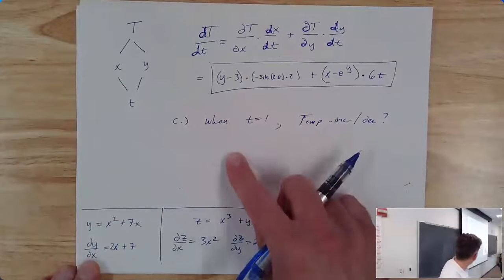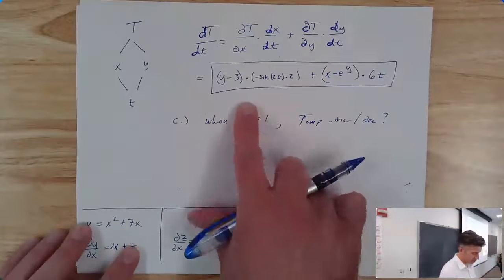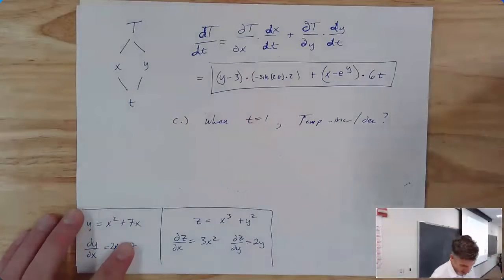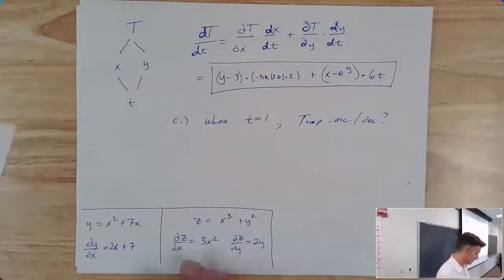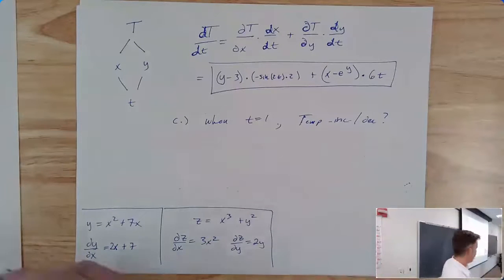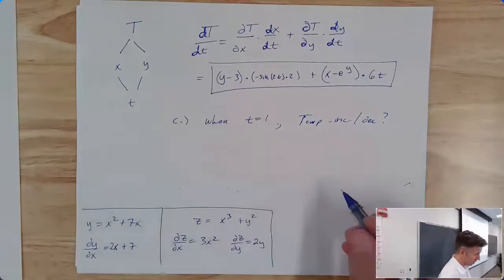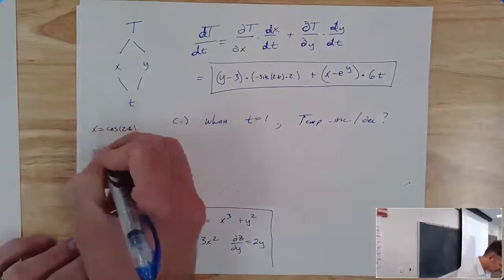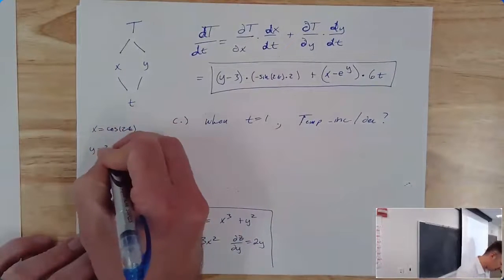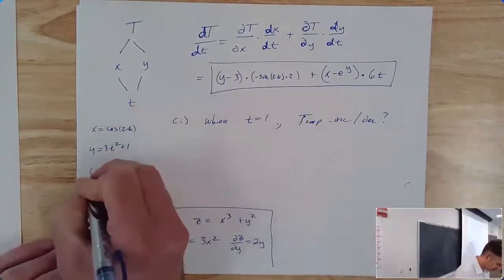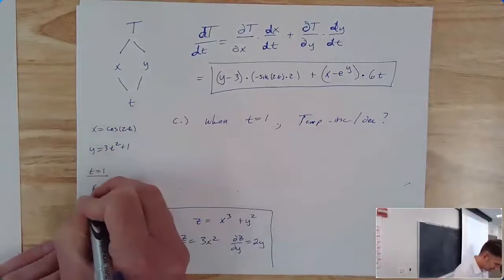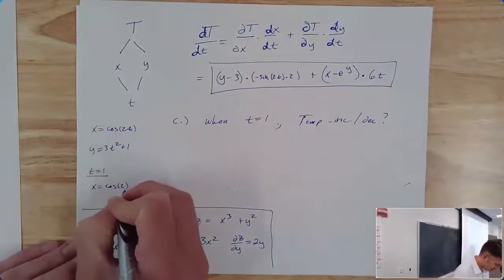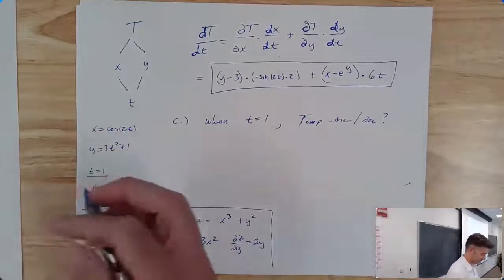So here we could go back and rewrite y equals 3t squared plus 1 and x equals cosine of 2t. What I would rather do is find out what I'm going to get when I plug in t equals 1. So if x equals cosine of 2t and y equals 3t squared plus 1, when I plug in t equals 1, I'm going to get x equals cosine of 2, which is not a lovely number, but it is what it is.